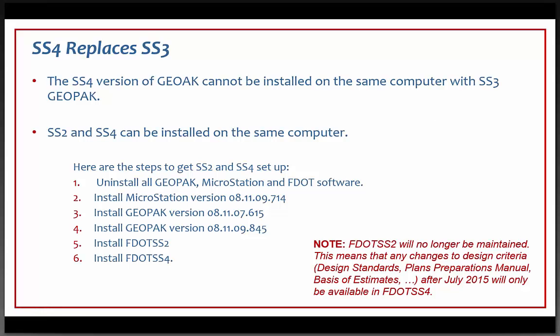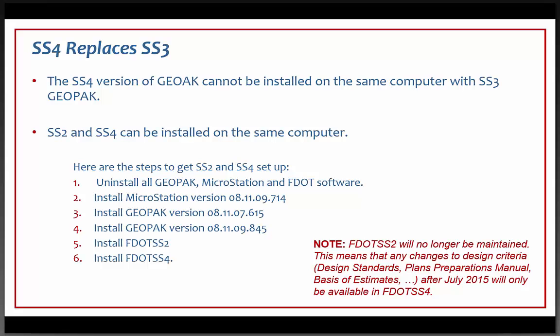And the next thing you're going to notice when you go to install the software is that SS4 is a replacement for SS3. You can't install SS4 GEOPAK and SS3 GEOPAK on the same machine. They have the same product code, so when you go to do the install, Windows is going to see them as the exact same product. Again, it's really just a maintenance release for SS3, so you're going to have to uninstall any SS3 versions of PowerGEOPAK or MicroStation in the GEOPAK suite that you have, and then install these newer versions with the upgrade.